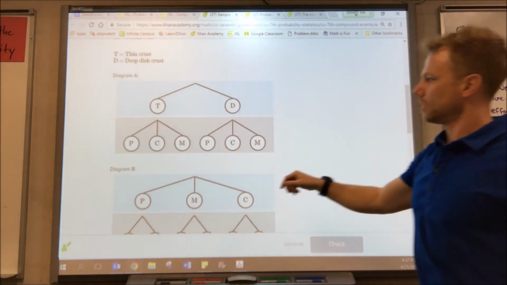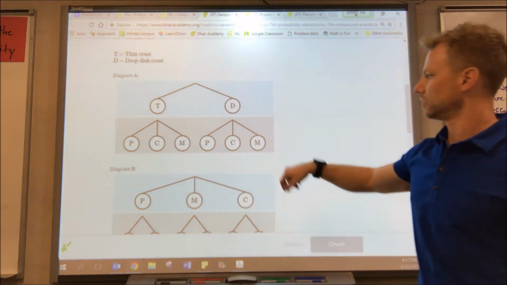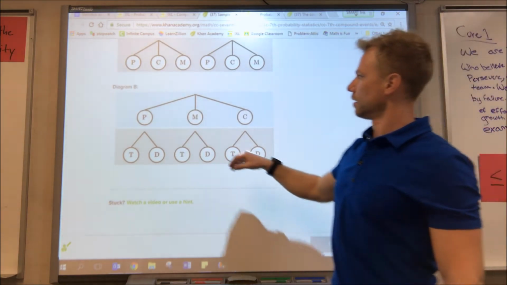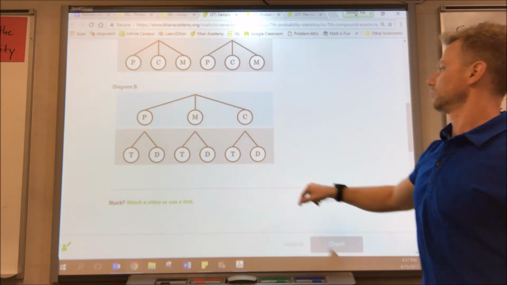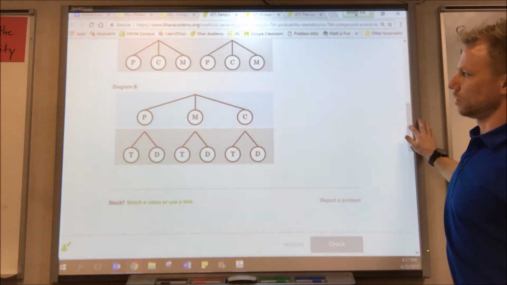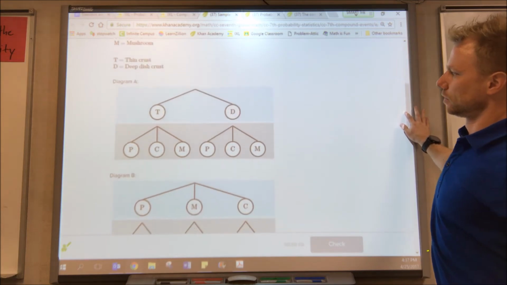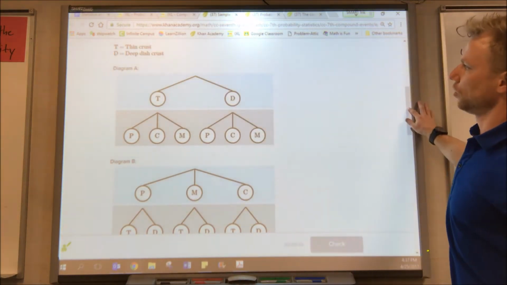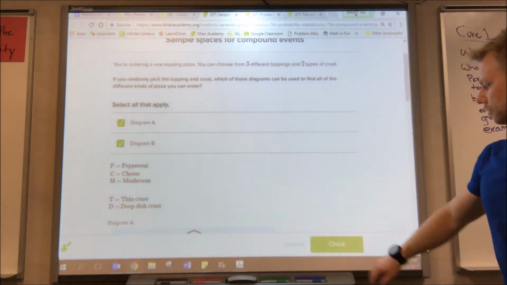So diagram A, we can actually just count the bottom row. We have 1, 2, 3, 4, 5, 6 outcomes. So A works. And for B, they did it a little differently, but it still has 1, 2, 3, 4, 5, 6 different outcomes. So they both work. Okay, this one did crust first and then toppings. This did toppings and then crust. Both ways work. They both give us all the possible outcomes.